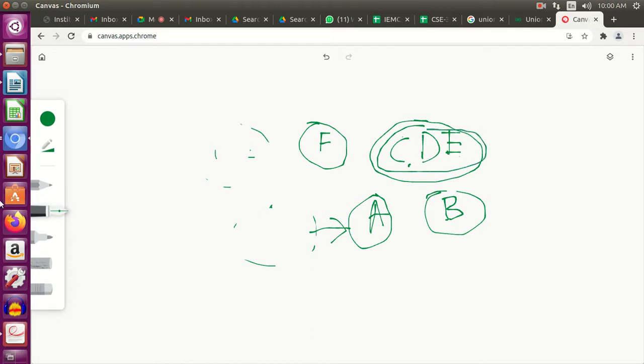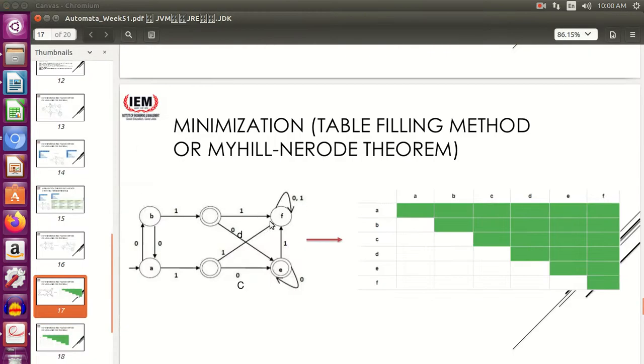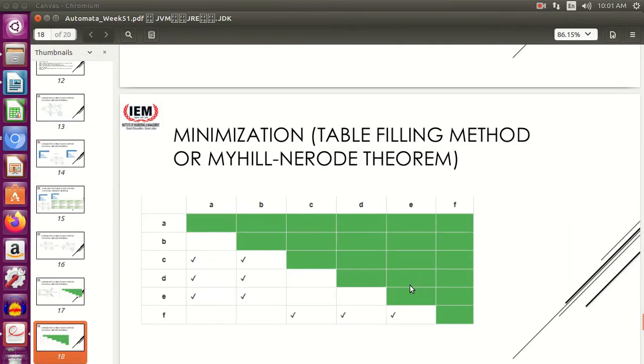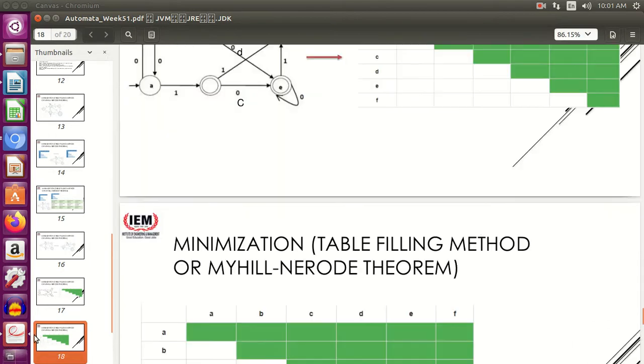Transitions can be easily checked from the given DFA. I am not putting the transitions, but the reduced DFA would consist of 4 states, A, B, F and CD. So basically this is the process of minimizing a DFA using the Myhill-Nerode theorem. Okay, so any confusions?